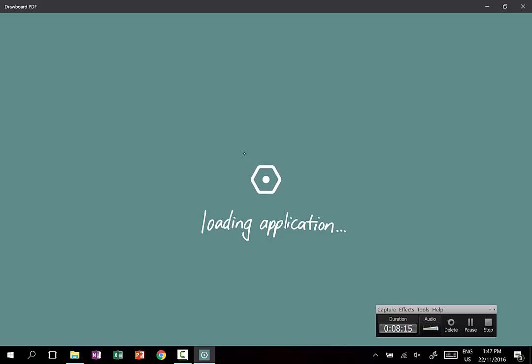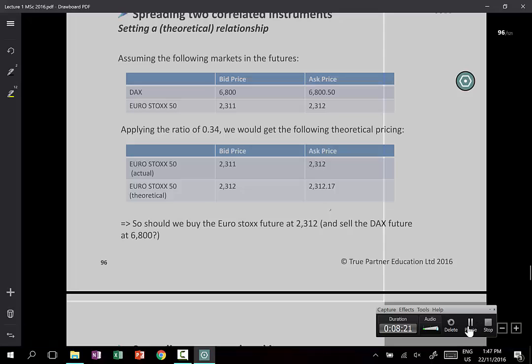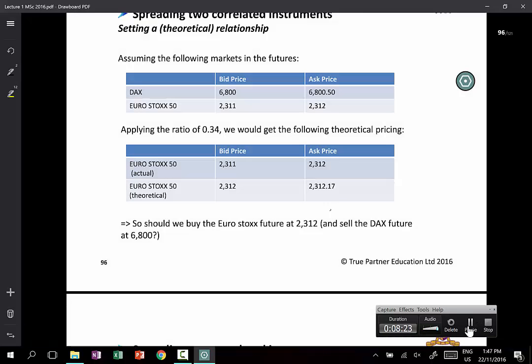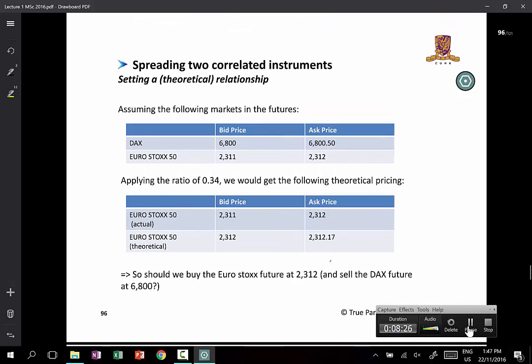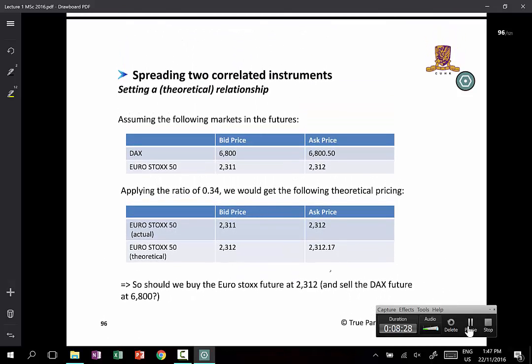You need to trade 7 times of the Euro Stoxx 50 versus one time of the DAX, and when you look at the market where you are going to put out your own prices as a price maker, first of all you watch where the market is. This is the actual, and you calculate what you think should be the theoretical, where you think it should be, and you think it should be here and here.